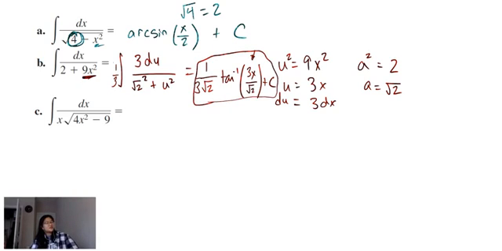Okay. What about C? How are you going to do C? I think we need to do another u substitution. So we need u to be what? For u squared to be 4x squared, u is going to need to be 2x. And then du is going to be 2dx.